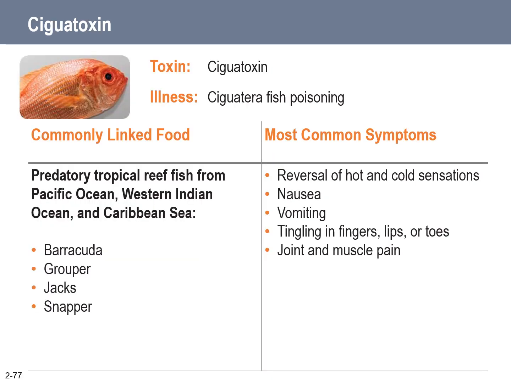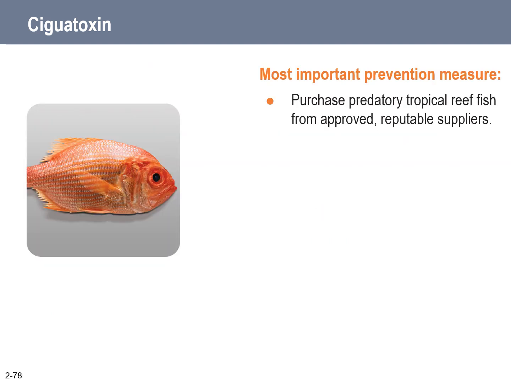Ciguatoxin. So the illness is ciguatera fish poisoning. This is linked to tropical reef fish from the Pacific Ocean, Western Indian Ocean, and the Caribbean Sea. So barracuda, grouper, jacks, and snapper. For these symptoms, you can get reversal of hot and cold sensations. So you can be hot, cold, along with nausea or vomiting. You can get tingling in your fingers, lips, and toes. And then you can have joint or muscle pain. Purchase these tropical predatory fish from approved reputable suppliers, not from someone off the side of the road.